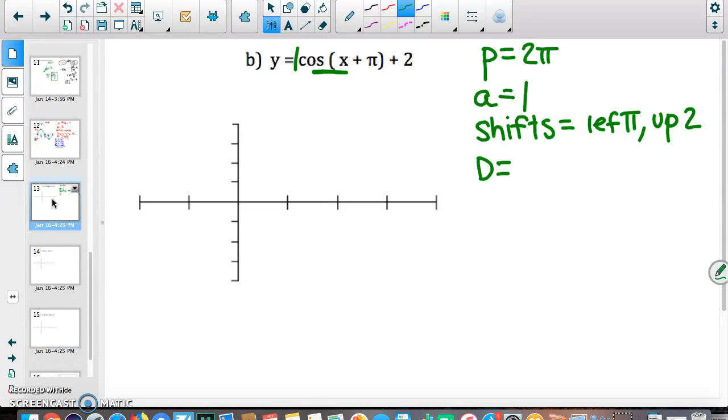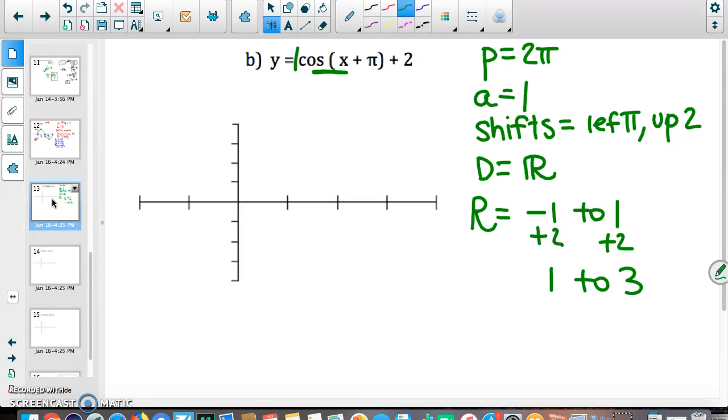So my domain is always all reals for sine and cosine. And for range, let's think about this. Typically my range is from -1 to 1. But since I'm adding 2 at the end there, it will be from 1 to 3, if you wanted to write that in brackets like that. 1 to 3. Awesome, let's get started.